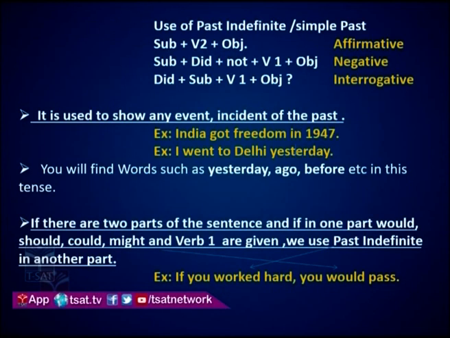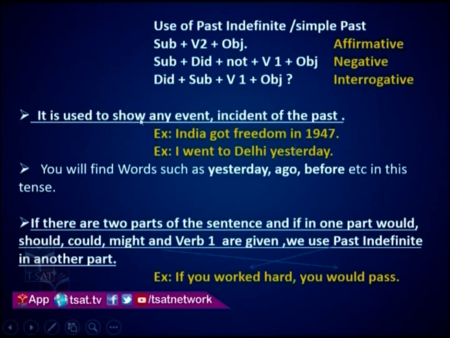Now let us look at the second tense, past indefinite or simple past. The structure is subject plus V2 plus object. V2, you know, is the past tense form of the verb. If this is the structure, then it is affirmative. If it is subject plus did not plus V1 plus object, then it is a negative sentence. If the sentence starts with the auxiliary verb did plus subject plus V1 plus object, then it is interrogative.